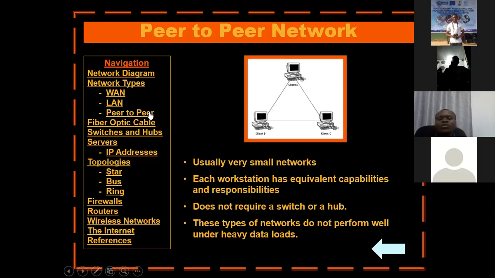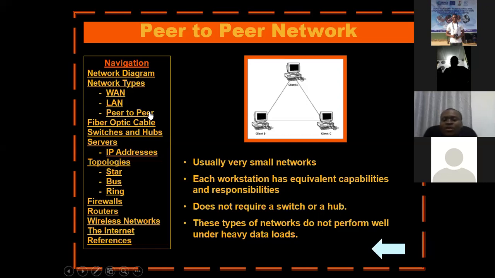If you are used to Windows 7, with Windows 7 you are able to create a virtual network that can communicate across some devices. You can share resources. You can do one or two things with the aid of a system like Windows 7. Now, this peer-to-peer does not require a switch or a hub.